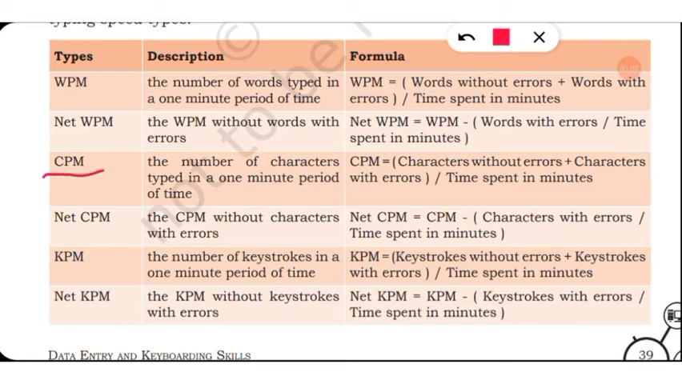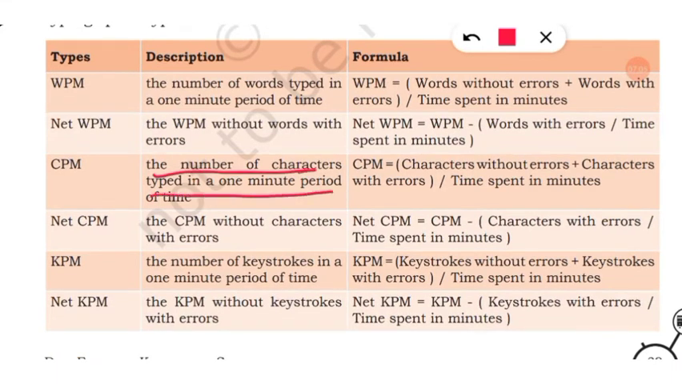Then CPM, that is the number of characters typed in a minute. So CPM is equal to characters without errors plus characters with errors, by time spent in minutes. Then net CPM, the CPM without characters with errors, that is all the characters with errors are removed. Then net CPM is equal to CPM minus characters with errors, by time spent in minutes.